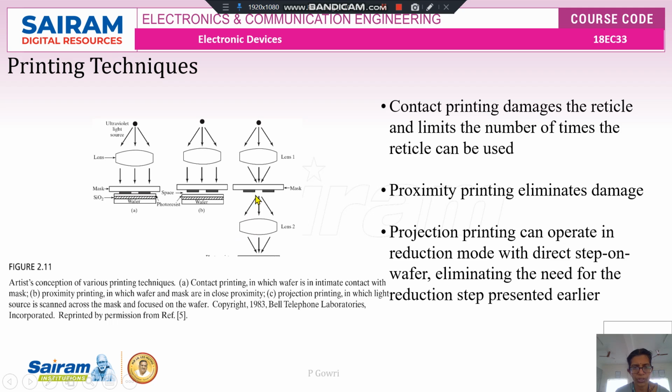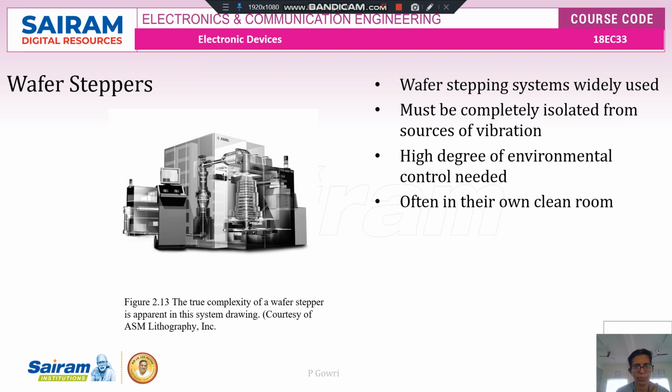So there will be projection of this light, and because of this lens, the light will be focused again. So these three are the different printing techniques, which say how the mask is positioned with respect to the wafer. The next one is what is meant by steppers. The steppers are a widely used system in photolithography to position and to control the entire process.